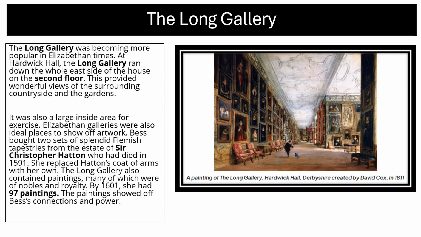Bess bought 2 sets of splendid Flemish tapestries as well from the estate of Sir Christopher Hatton, who died in 1591, and she replaced Hatton's coat of arms with her own. She actually bought it for about £350, which is £100,000 in today's money. These tapestries from Christopher Hatton are called the Gideon Tapestries. We'll talk about them a bit more. And sources say that she had around 97 paintings by 1601, which showed off Bess's connections, wealth and power.